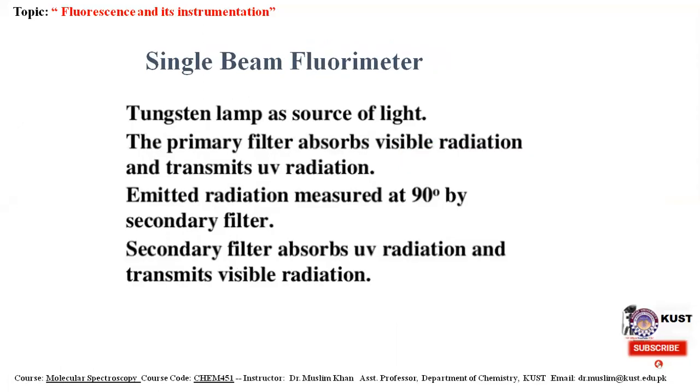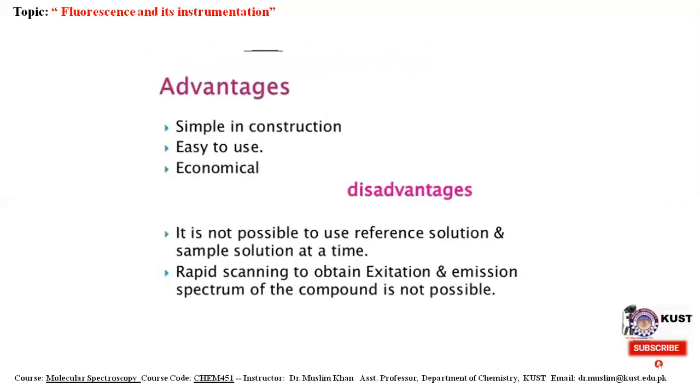There are two types: single beam fluorometers and double beam fluorometers. In the single beam, a tungsten lamp is the source of light. The primary filter absorbs visible radiation and transmits UV radiation. Emitted radiation is measured at a 90 degree angle by the secondary filter, which absorbs UV radiation and transmits visible radiation. Advantages: it is simple in construction, easy to use, and economical. However, it is not possible to use reference solution and sample solution at a time because this is a single beam. Rapid scanning to obtain the excitation and emission spectrum of the compound is not possible.